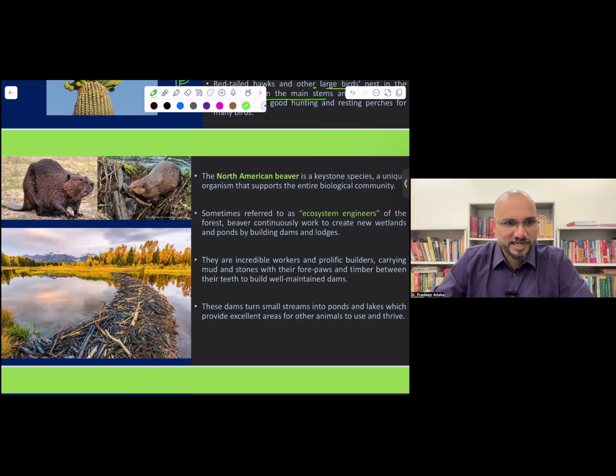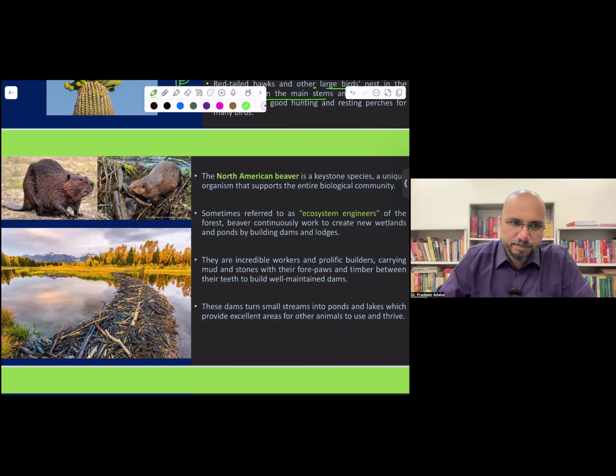So it was in the news that beavers helped the government. You might have heard this news. Right? So there can be a question on keystone species, or how beavers are called ecosystem engineers. Because it was in the news, there can be a question. So just mark it as an important topic.